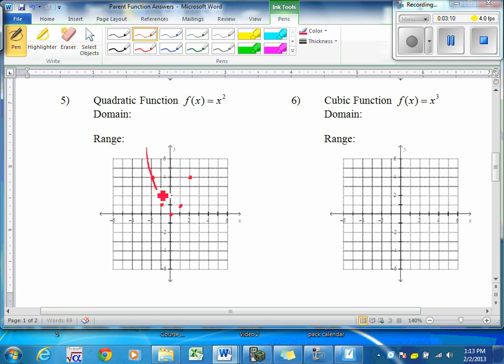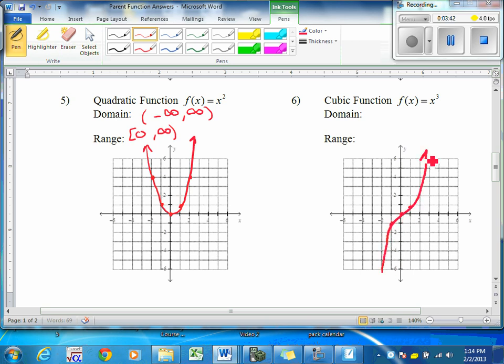And then our quadratic looks like that. My domain, once again, all real numbers. No problem so far. Now my range is only the positives. X cubed. There's 3 points here. 1, 1, negative 1, negative 1, and 0, 0.